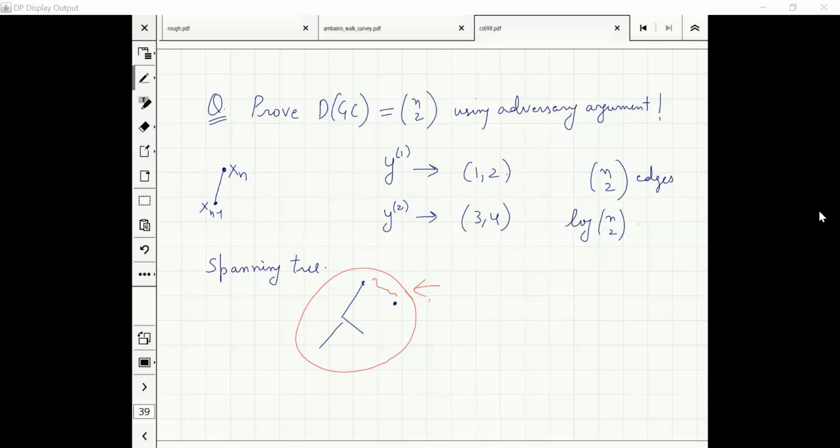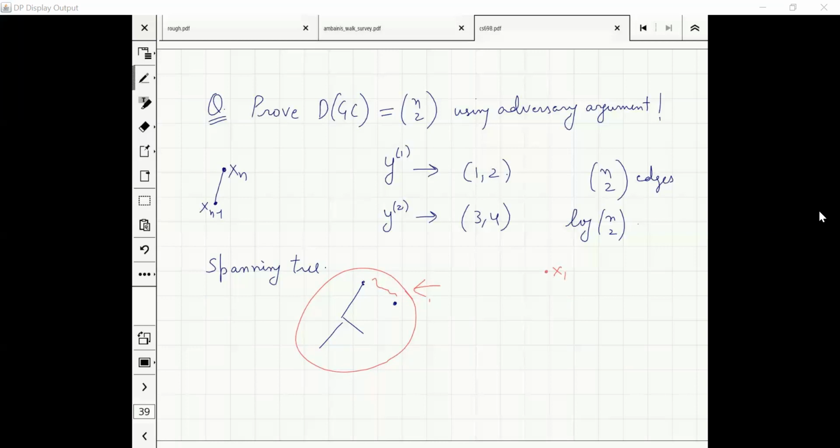So fix a particular vertex, let's say x1. Any query which is related to the x1 vertex, we will return 0. Sure. So take an algorithm which asks all the queries of x1 in the beginning. It can ask all of them in the first n minus 1 queries.